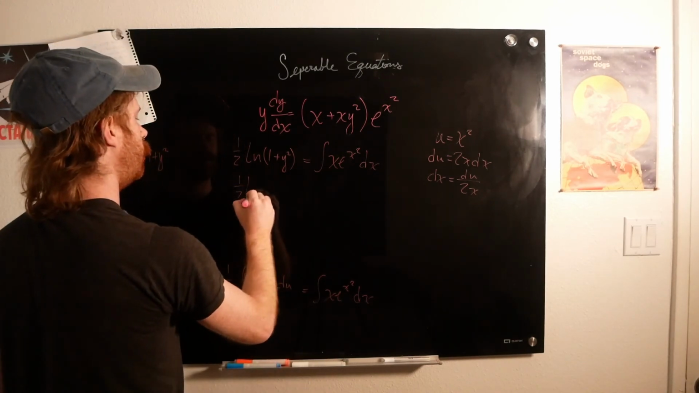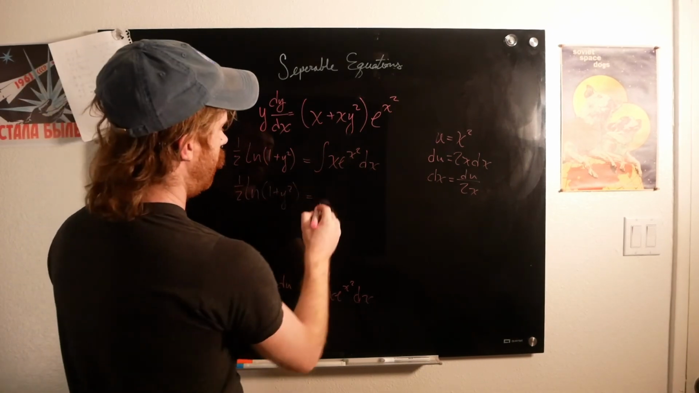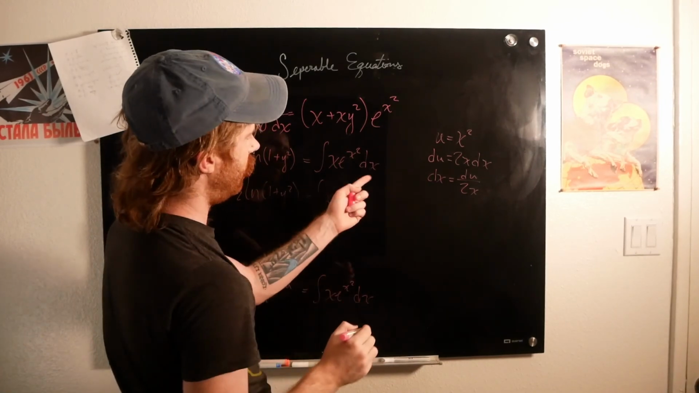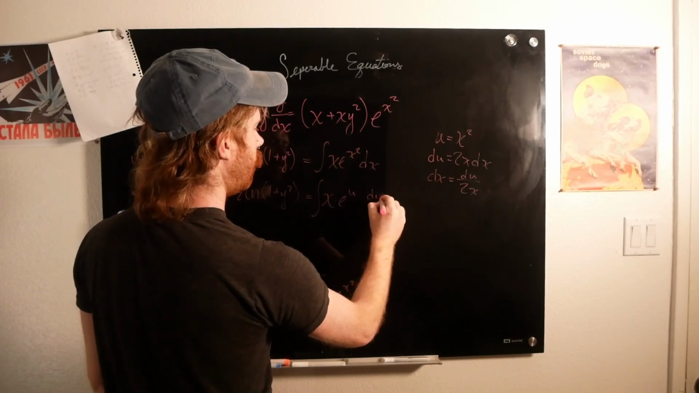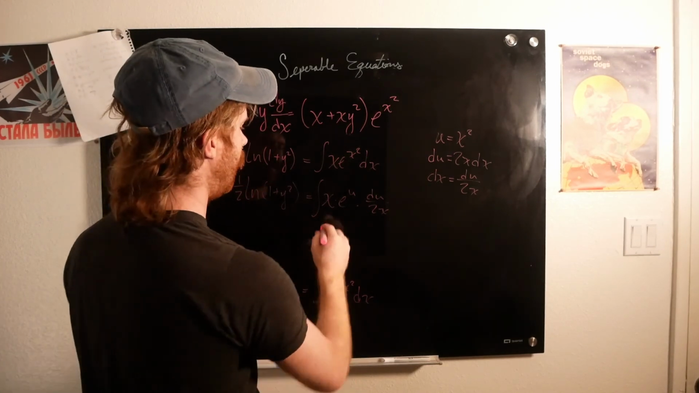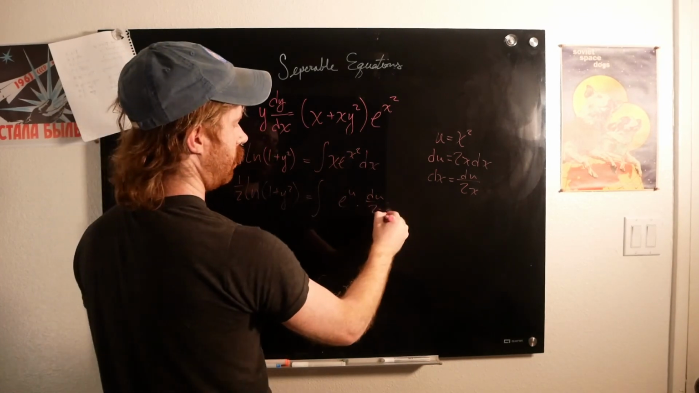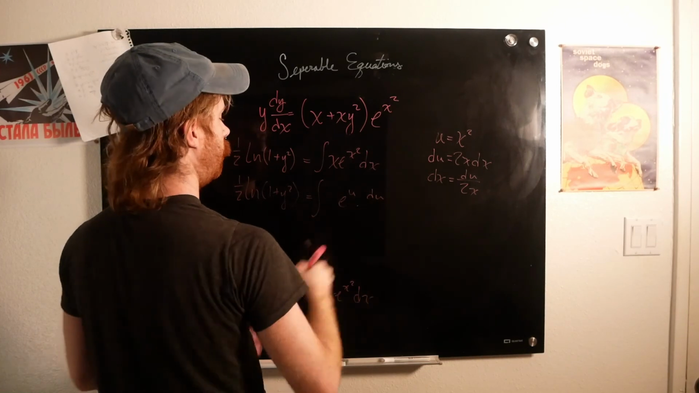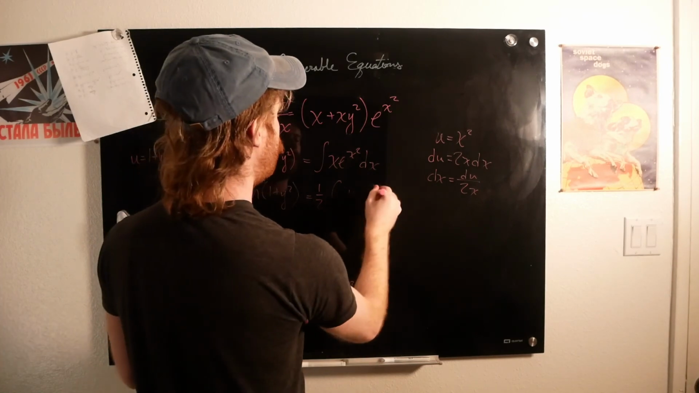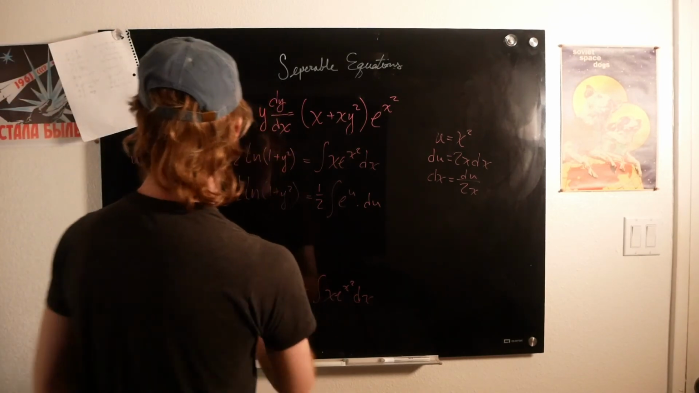So 1 over 2 natural log of 1 plus y squared equals, well, we have the integral of x times e to the u, and then dx is going to be du over 2x. So we're going to be able to pull a half out, and these x's are going to cancel, numerator, denominator. So erase this, and then we're left with 1 over 2 integral of e to the u du. Okay, so that's something we can work with.